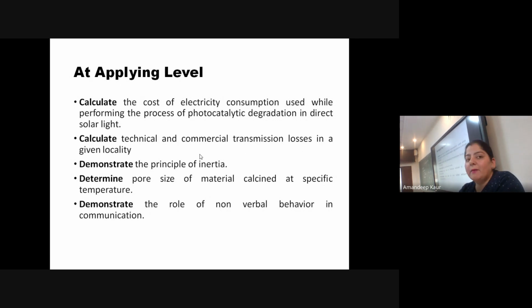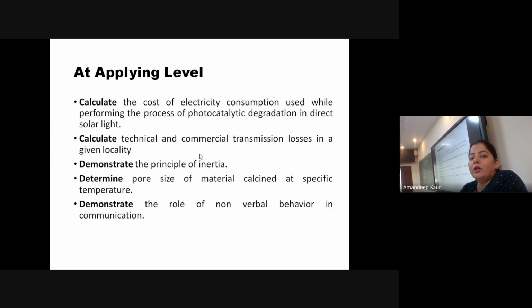Conceptual understanding, application based understanding is developed. After that, we are giving a real time example to calculate the transmission losses. Demonstrate the principle of inertia. We are not asking to write the principle of inertia or state the principle of inertia. Applying पे क्या है? With the help of an example, the student needs to demonstrate the principle of inertia.